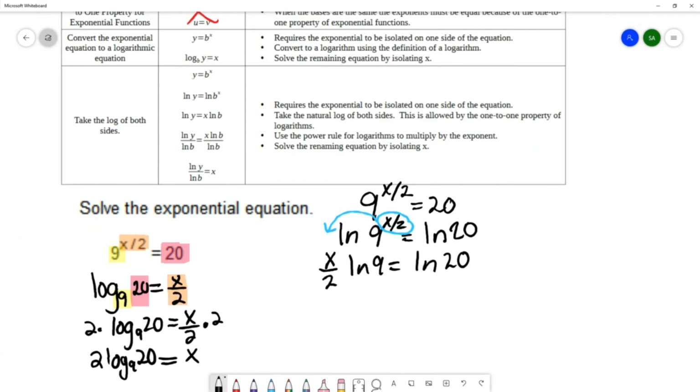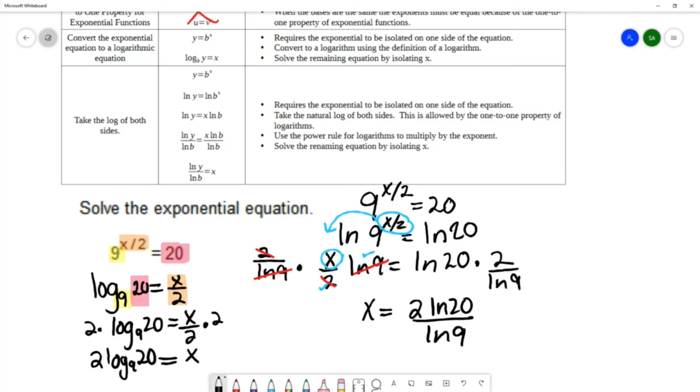And then I can solve this by getting x by itself. So to get that x by itself, I've got to get rid of this 2, which is divided, and this natural log of 9, which is multiplied. So what I can do is I can multiply by the reciprocal. I can multiply by 2 over natural log of 9, and that will cancel out the 2's, and that will cancel out the natural log of 9, leaving me with x, and that gives 2 natural log of 20 over natural log of 9.